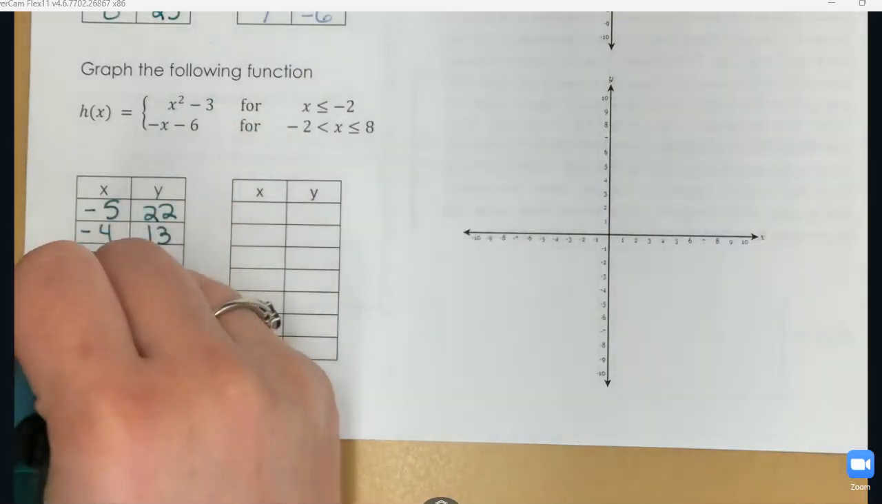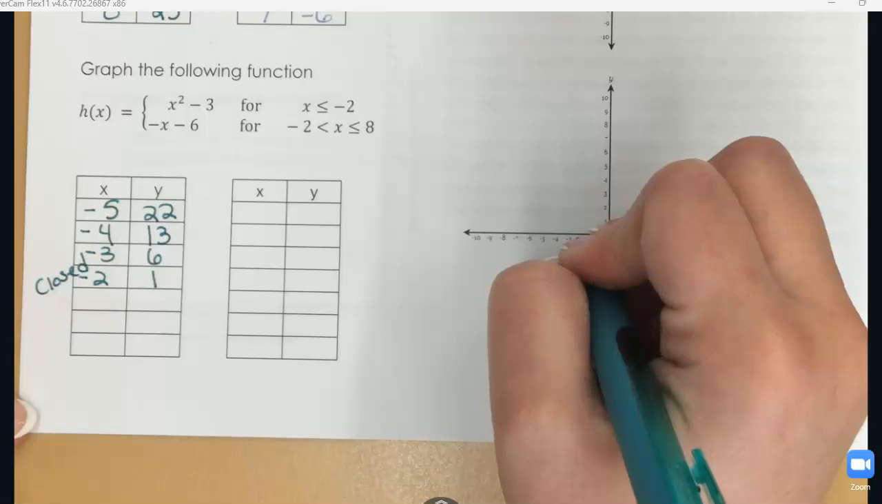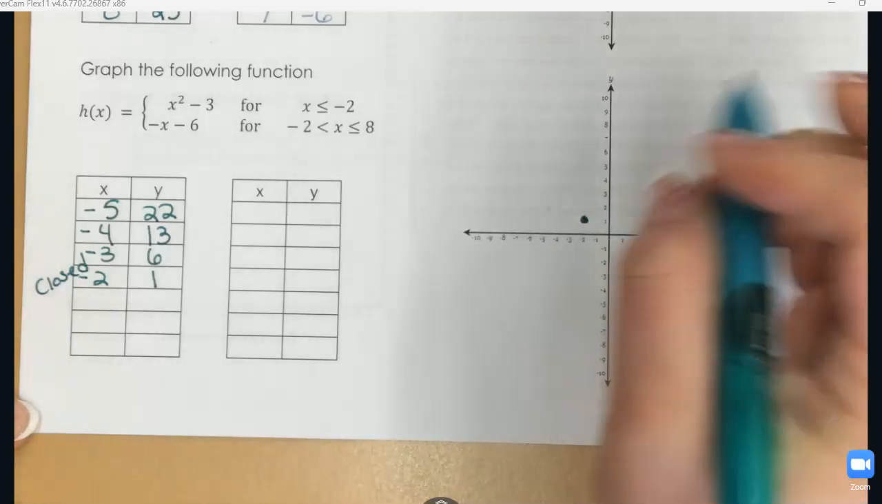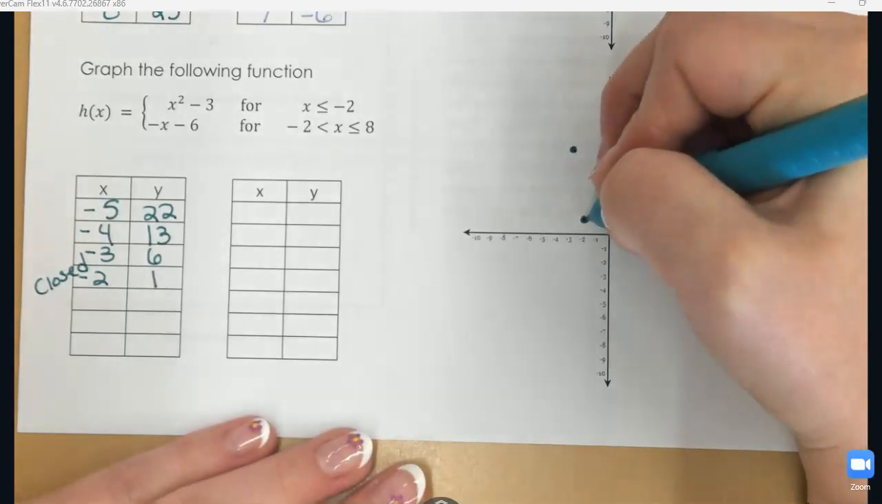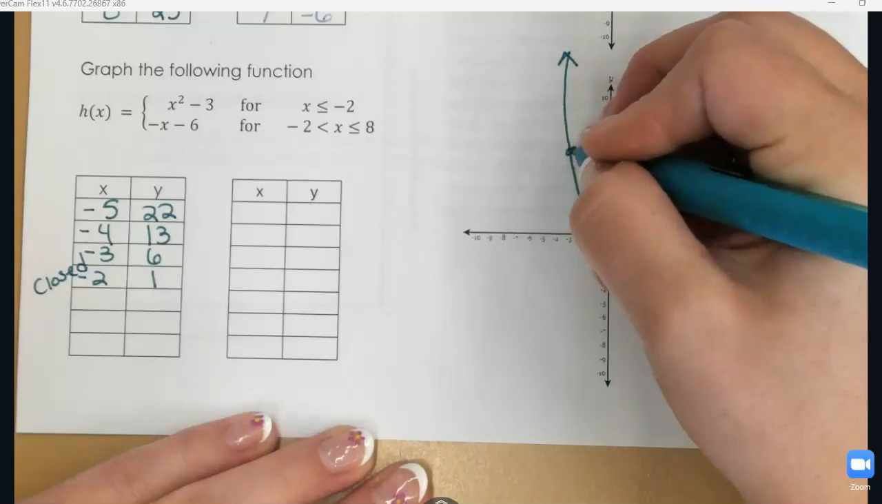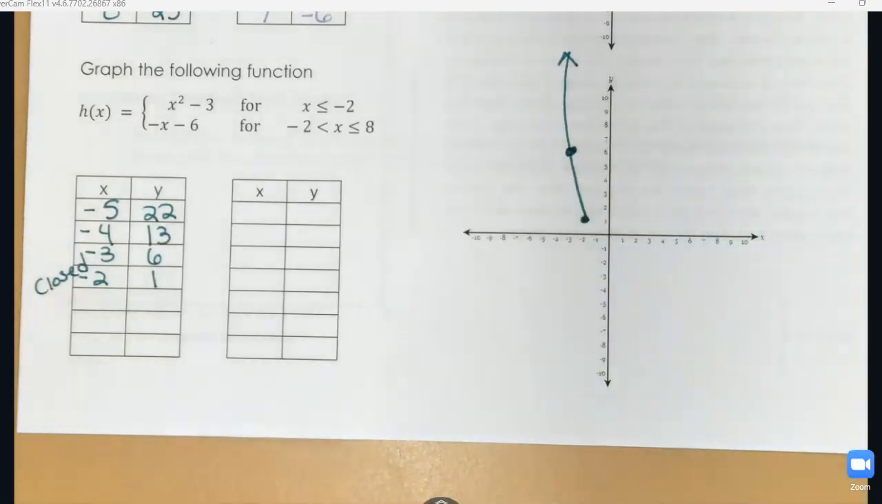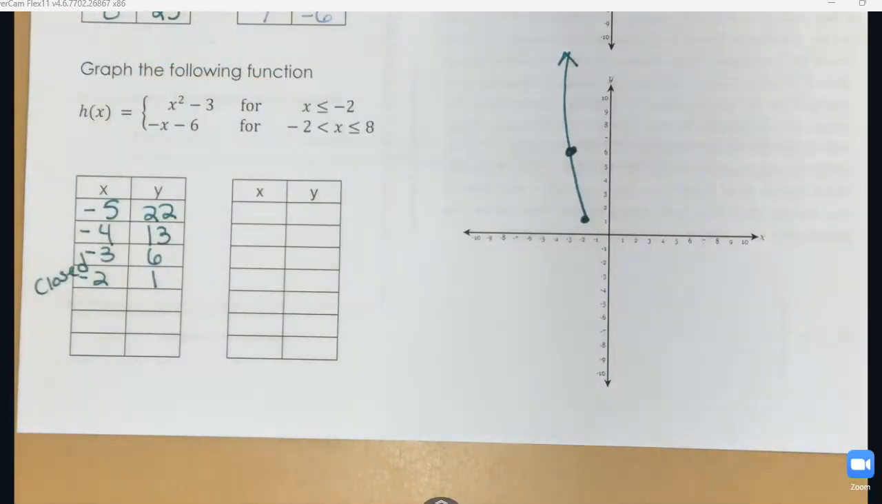This gets a closed circle because my inequality is underlined. So at -2, 1, and then -3, 6. Those are the only 2 that are going to fit here. So I'm just going to do my best to make this look curvy to imply that it is parabolic in shape, and it's going on forever because I don't have a second boundary here.